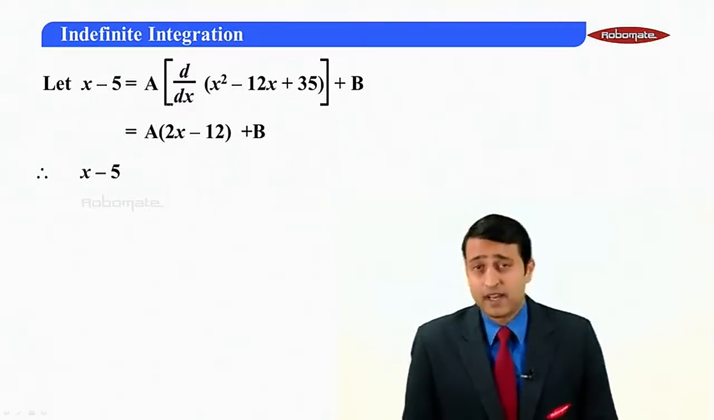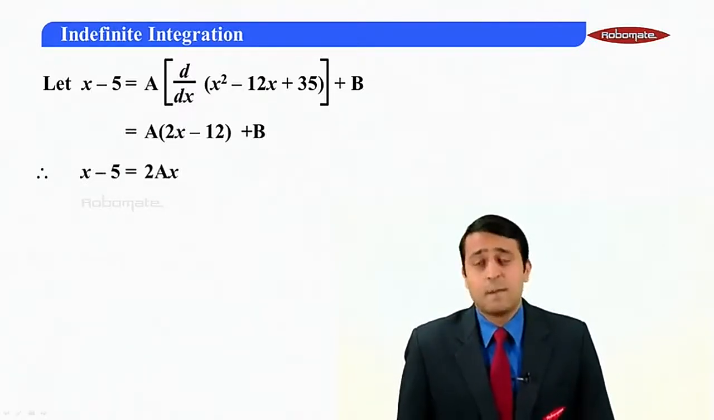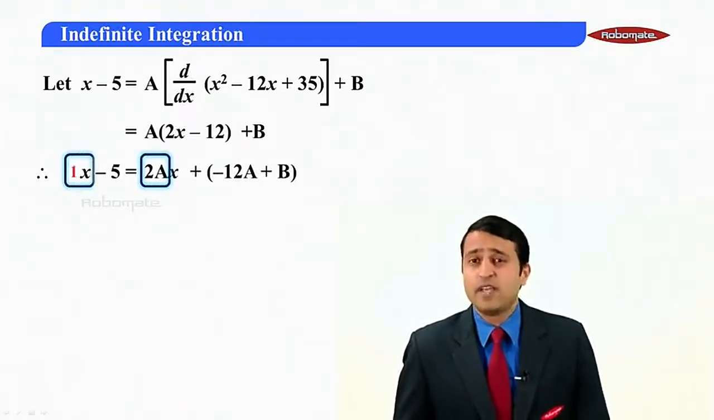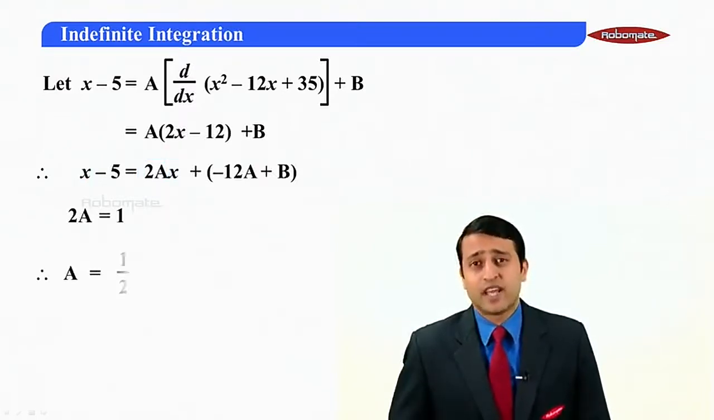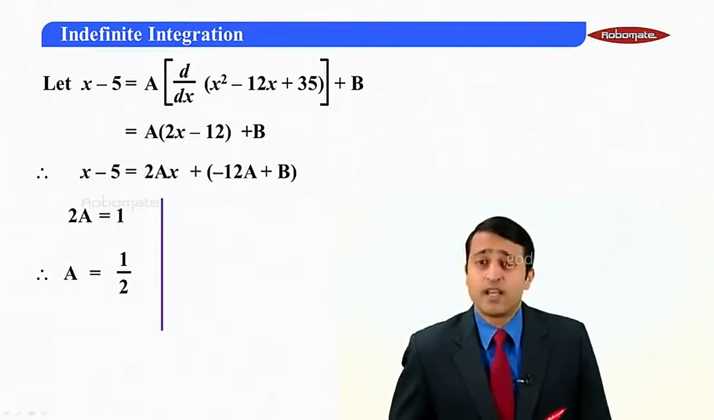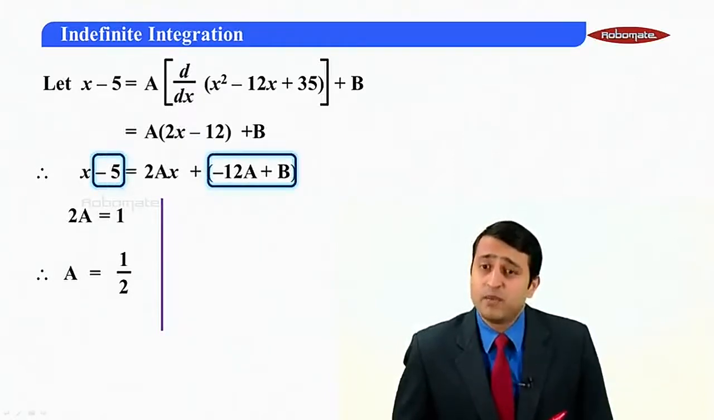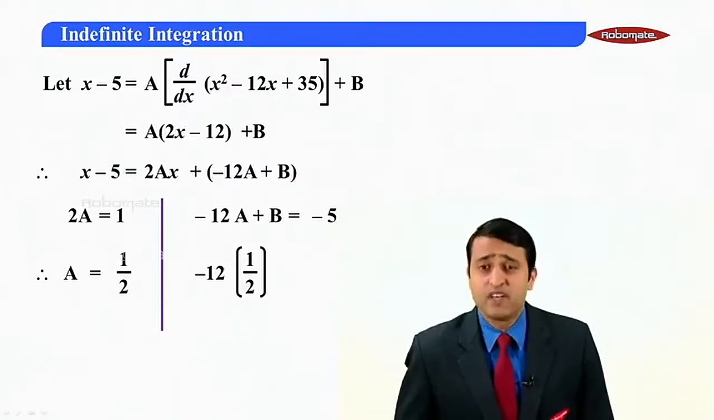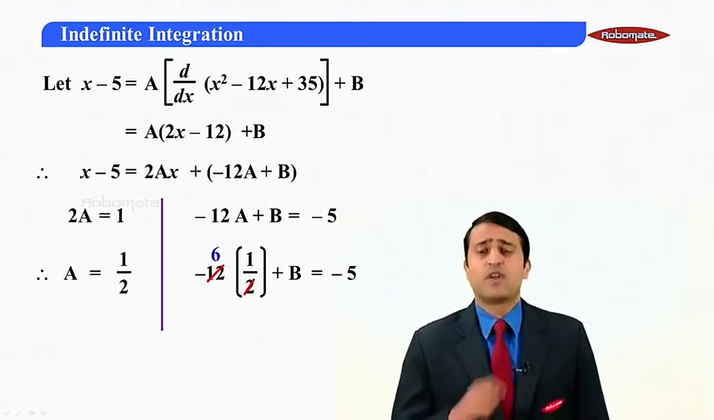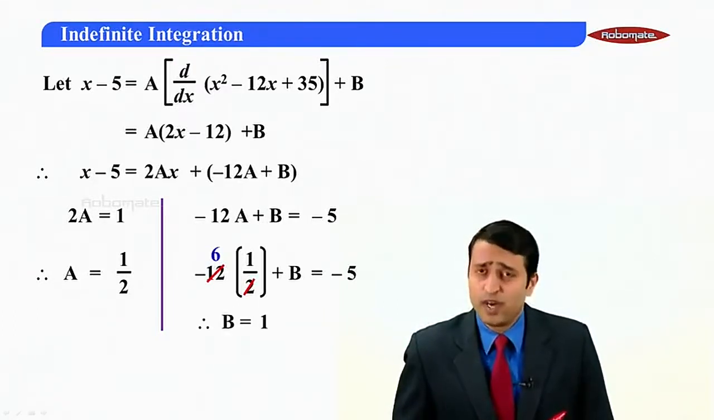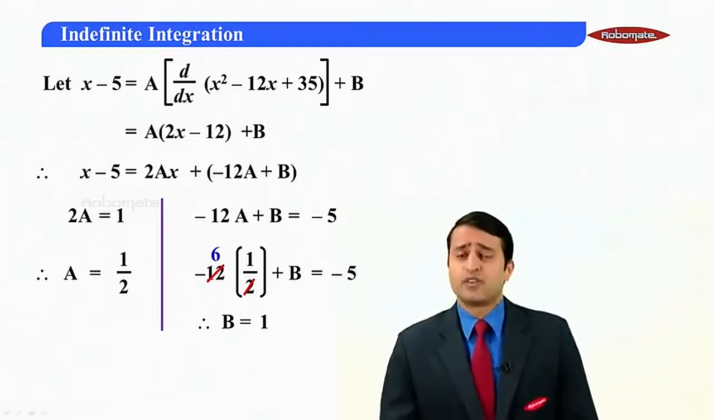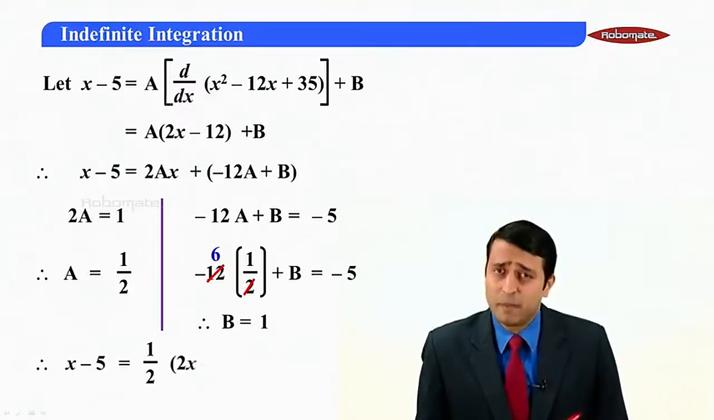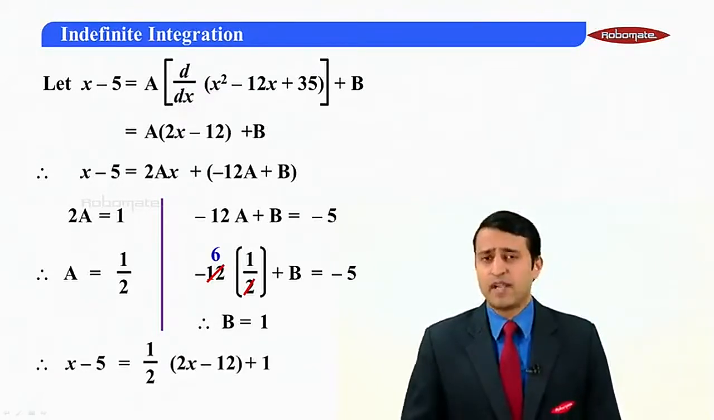So let's compare. x minus 5 is 2a into x minus 12a plus b. So if I equate the coefficients of x, that is 2a will be equal to 1. So if 2a is 1, can I say a is equal to half? Correct? Likewise, minus 12a plus b will be equal to minus 5. So we can say that minus 12 into half plus b is equal to minus 5, or we can say that b is nothing but 1. So we've got the value of a, we've got the value of b. So let us write x minus 5 is half of 2x minus 12 plus 1. Is that okay, my dear students?